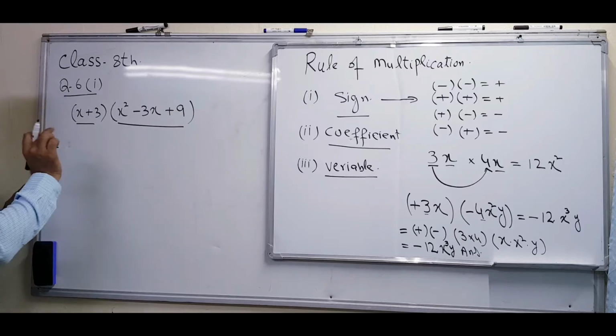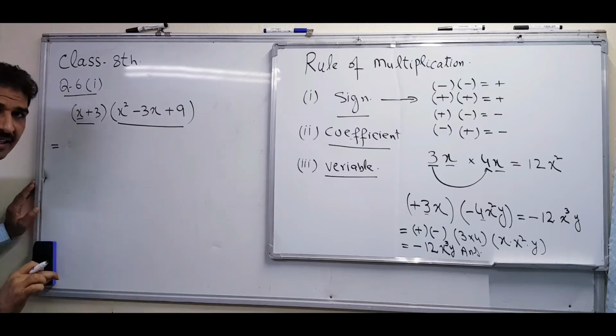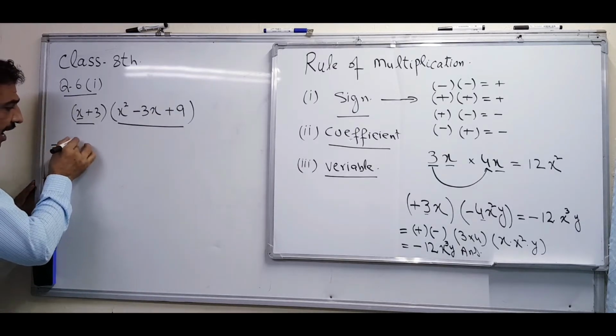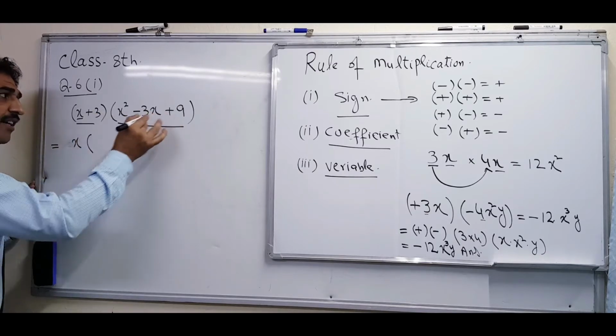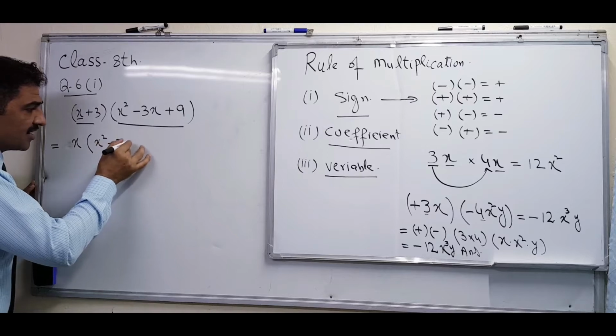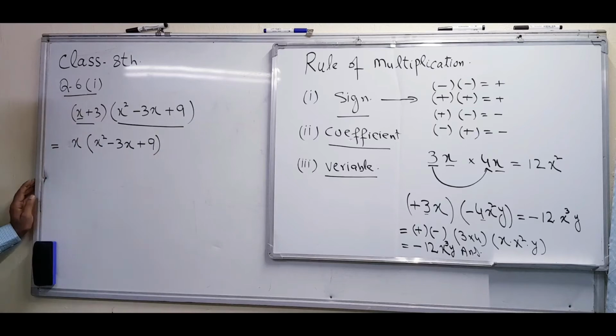If I want to expand this bracket, this first number multiplies with the complete bracket. First number multiply with the complete bracket. So x, and this bracket will remain the same: x square minus 3x plus 9. That is the first step. Clear? Good. So what is the next number?